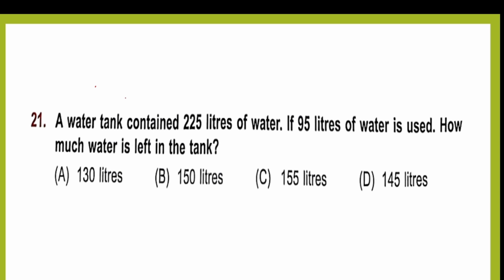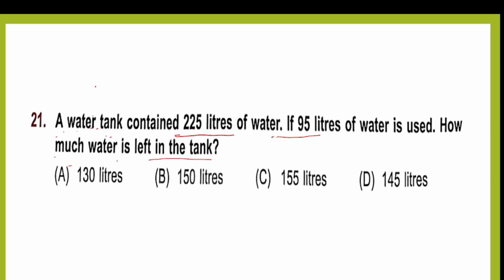Today's topic is length, weight, capacity and temperature. So let's solve the question. The question is: a water tank contains 225 liters of water. If 95 liters of water is used, how much water is left in the tank?